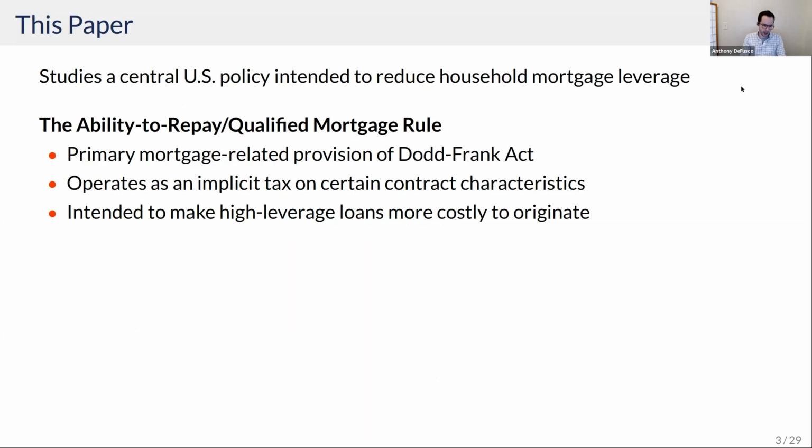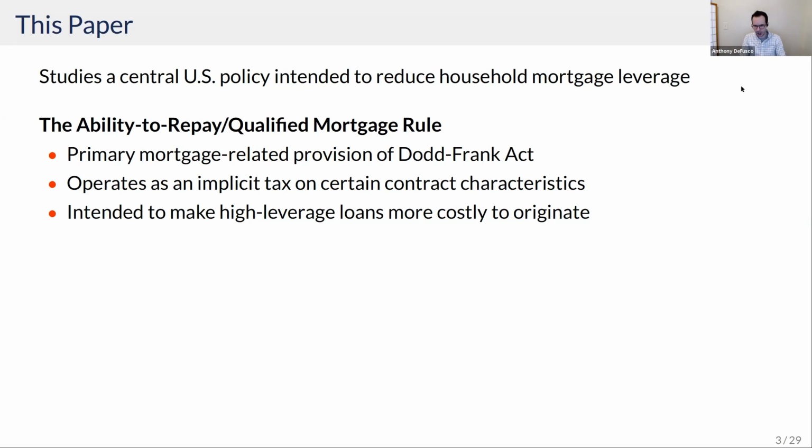And so we take a particular policy that was passed in the US, and we study the implications of that policy for the mortgage market in the US. The name of the policy, which I'll describe in more detail a bit later, is called the Ability to Repay in Qualified Mortgage Rule. This was part of the Dodd-Frank Act, a legislative package passed to deal with some of the stuff that came up in the financial crisis. This was the largest mortgage-related part of that legislation.